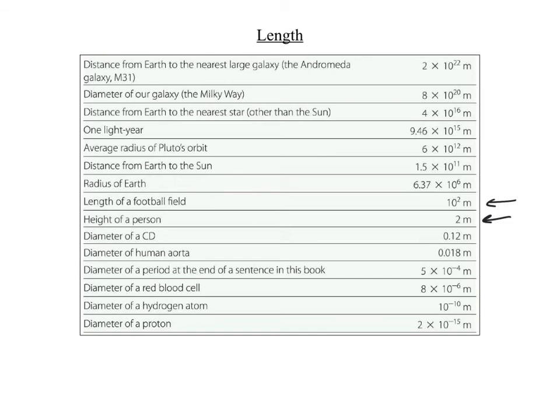And then after that, you've got some other ones, like a CD. You guys don't use CDs anymore, but it's the diameter of a CD. And after that, it just gets kind of ridiculous. No one's going to know the diameter of the aorta. The aorta is your largest artery, not vein. Arteries go away from the heart, veins toward the heart.